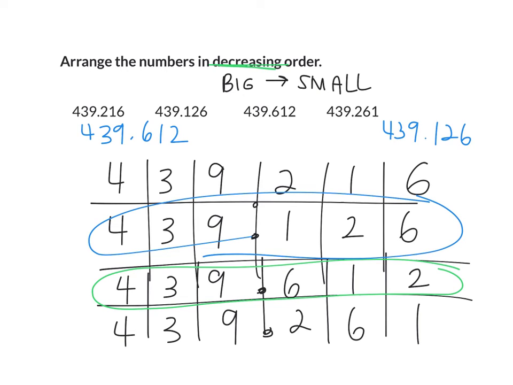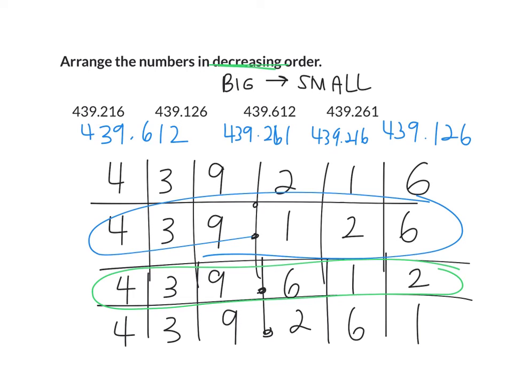See that? But these two, the top number and the bottom number, they tie in the tenths place, don't they? They both have a 2, so we've got to move on. Which one's bigger in the hundredths place, the bottom number or the top number? So we've got to write this one as the second biggest, 439.261, which means this top number, 439.216, is the third biggest. Do you see how we put them in decreasing order?